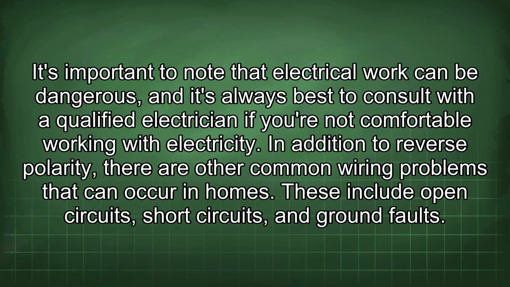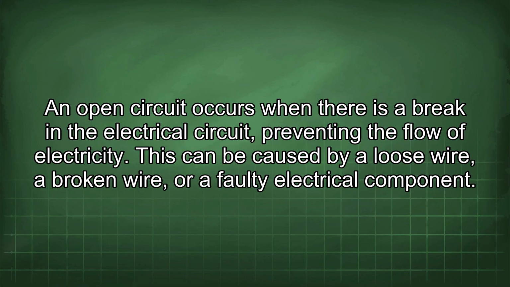In addition to reverse polarity, there are other common wiring problems that can occur in homes. These include open circuits, short circuits, and ground faults. An open circuit occurs when there is a break in the electrical circuit, preventing the flow of electricity. This can be caused by a loose wire, a broken wire, or a faulty electrical component.